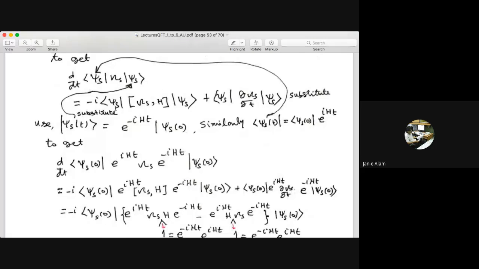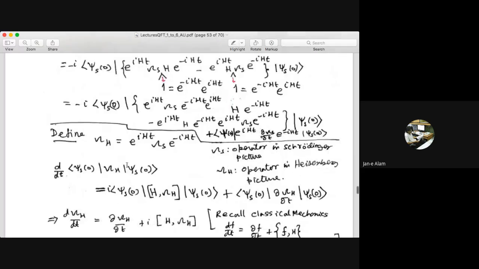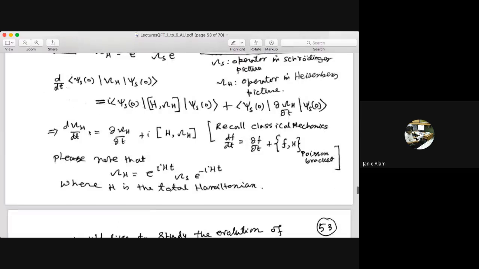Now this psi is a function of time. The time variation of this psi is given by the evolution operator e to the minus iHt. So what I did here, I wrote psi of t in terms of psi of 0 at the cost of the operator e to the iHt. Did the entire algebra and showed you that from there I can write down the evolution equation for the operator in the Heisenberg picture, omega H.